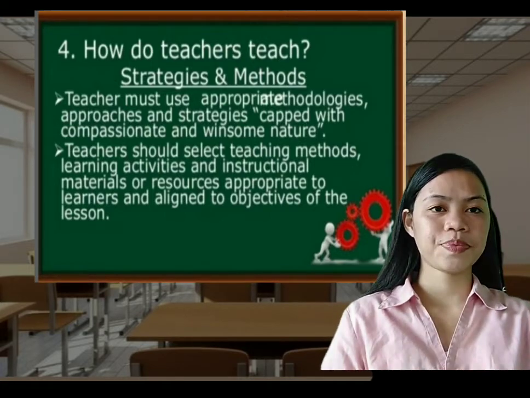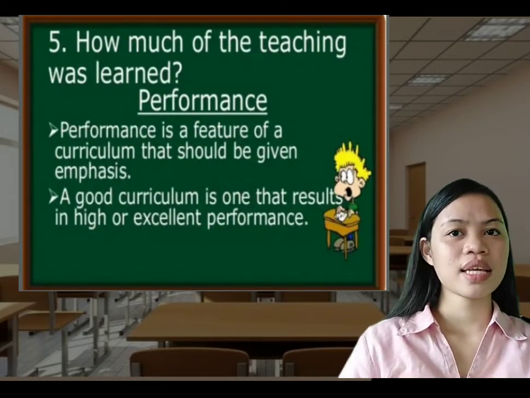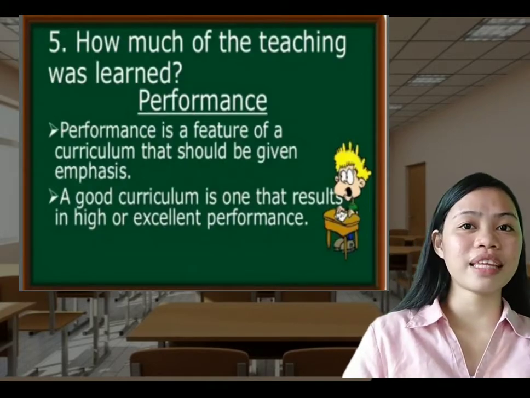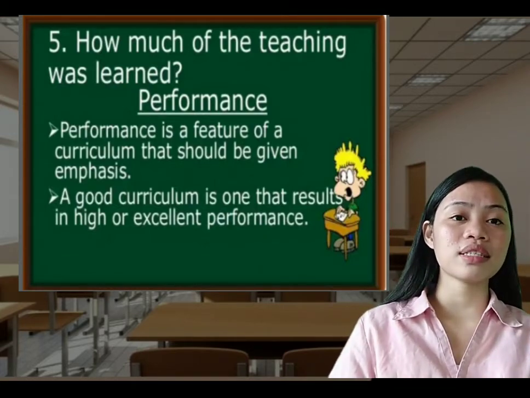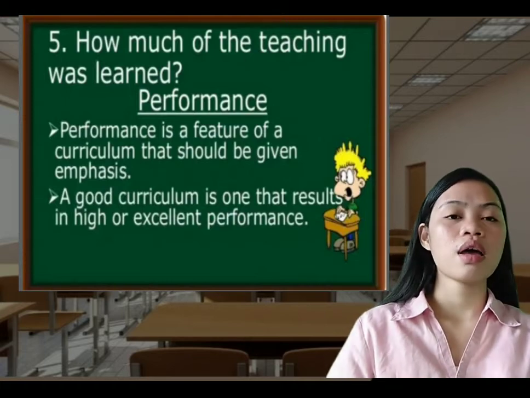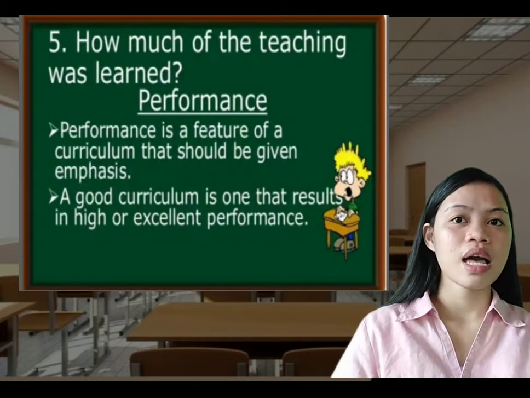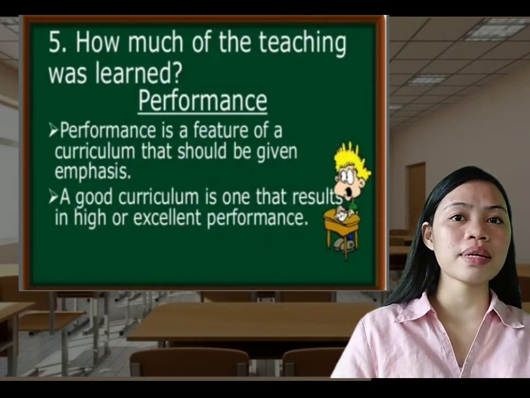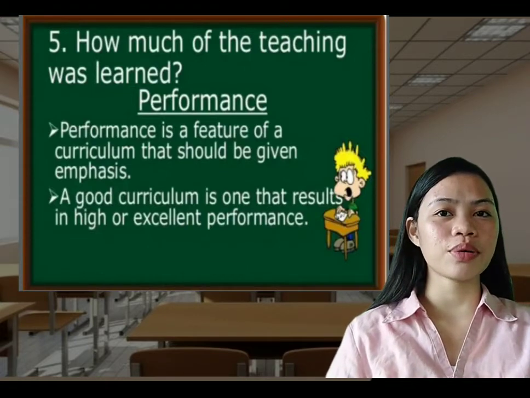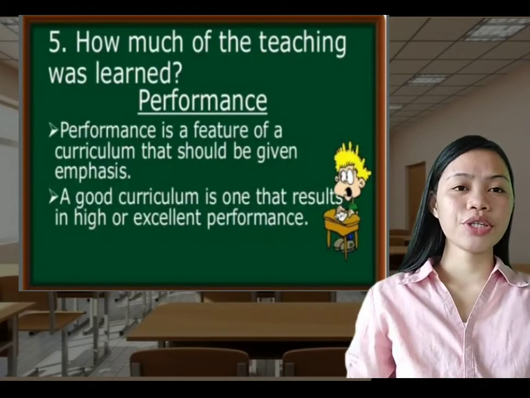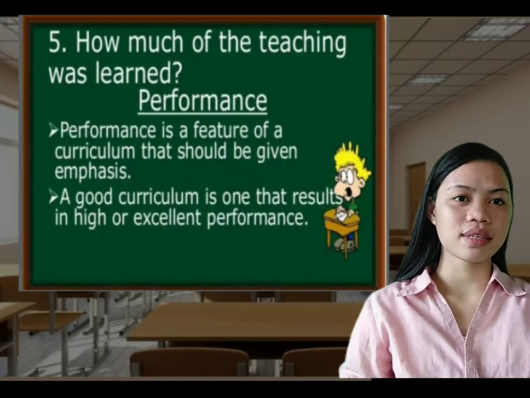Fifth is how much of the teaching was learned. So at the end of the teaching act, it is necessary to find out if the objectives set were accomplished. Performance is the feature of a curriculum that should be given emphasis. However, if the performance of the learners is low, then it follows that the curriculum has failed. A good curriculum is one that results in high or excellent performance.